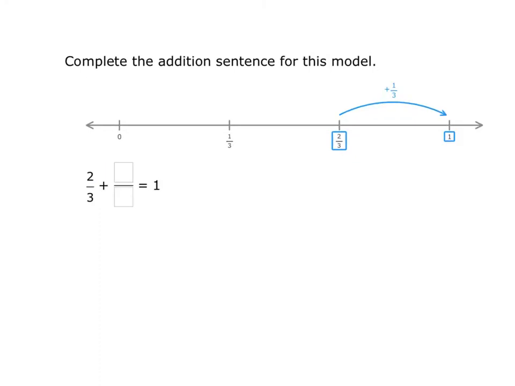In this example, you can see, again, working with number lines, this one is broken into 3 equal parts, so we're working with thirds here. So if I start at 2/3, what am I adding to get to the whole number 1? Well, that distance between 2/3 and 1 is an additional 1/3.